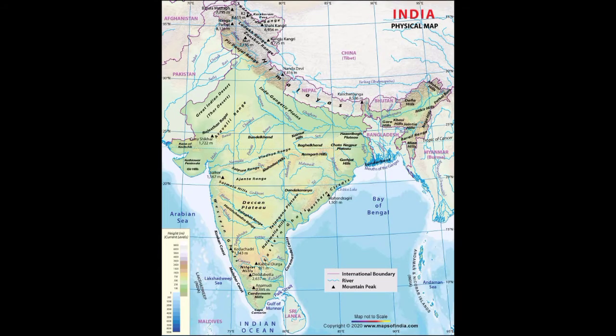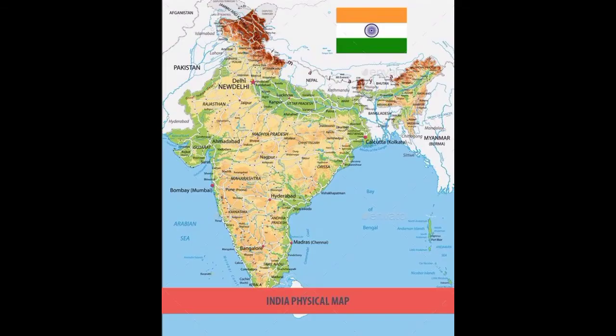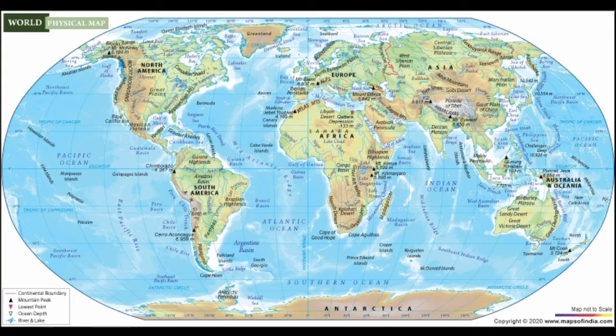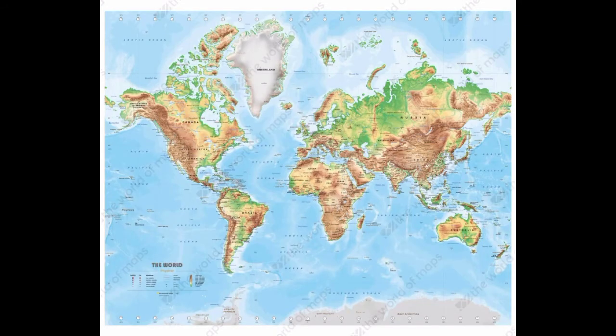Next one, you see types of map. First one, physical map. The map that shows the physical features of an area is usually called a physical map. Their primary purpose is to show landforms like deserts, rivers, mountains, plains, and plateaus, etc.